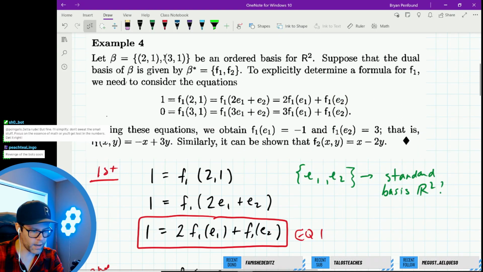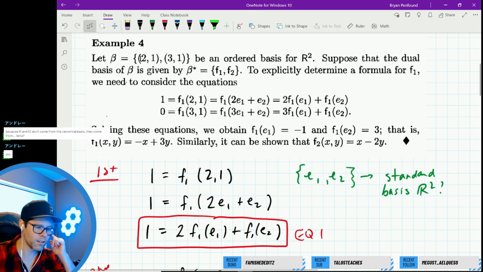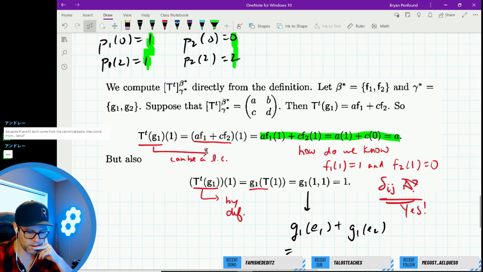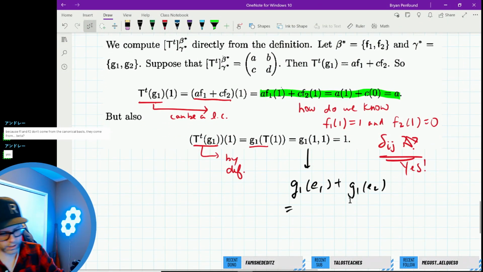Oh, because we've defined it to act on the particular basis that we start with. Oh, I see. Okay, so F1 acts on the first basis vector in the typical Kronecker delta way, and F2 acts on this. Yeah, okay. Got it. Okay, so since we're using the standard basis here, this should come out to be 1 plus 0.